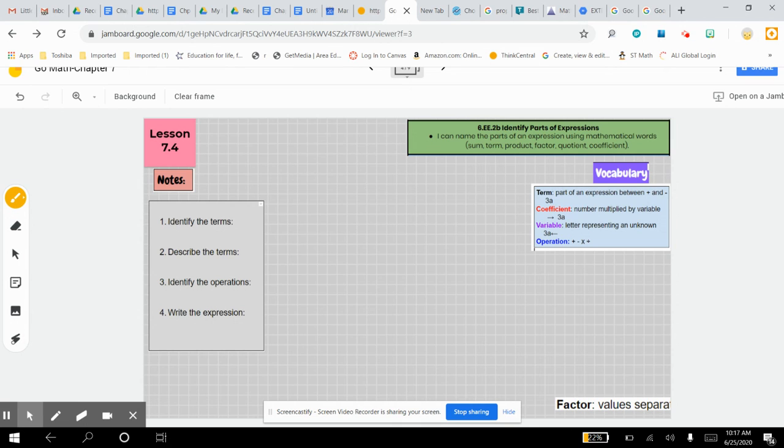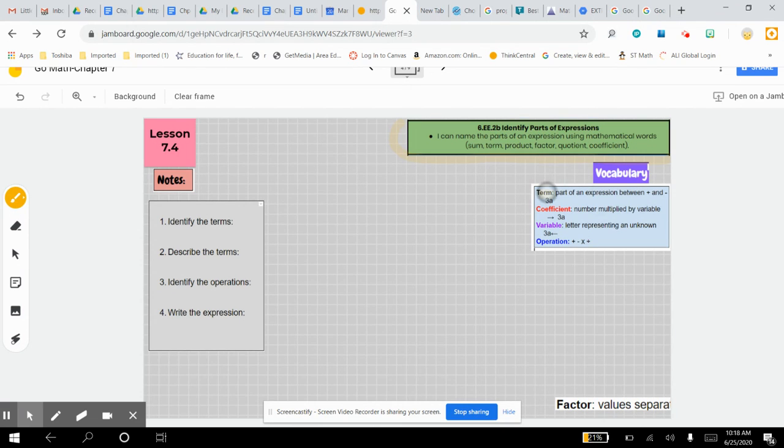This particular lesson today, 7-4.4. If you look at the green box at the top right where I've got this orange circle going around, it says that I can name the parts of an expression using mathematical words. Words like sum, term, product, factor, quotient, and coefficient. So before we get started, I want to review some vocabulary words.